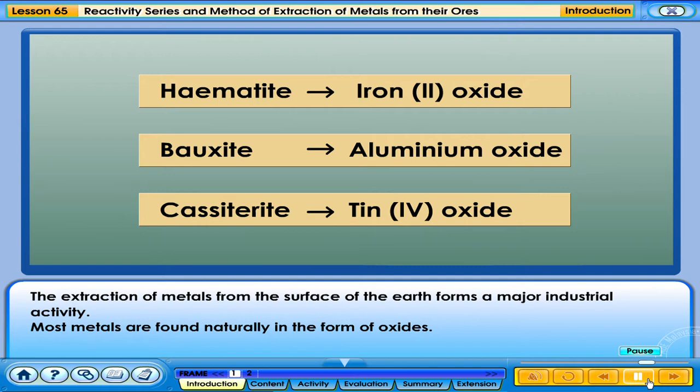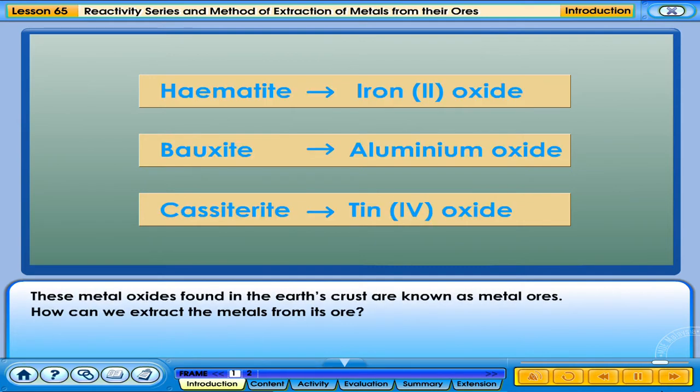Most metals are found naturally in the form of oxides. These metal oxides found in the Earth's crust are known as metal ores. How can we extract the metals from its ore?